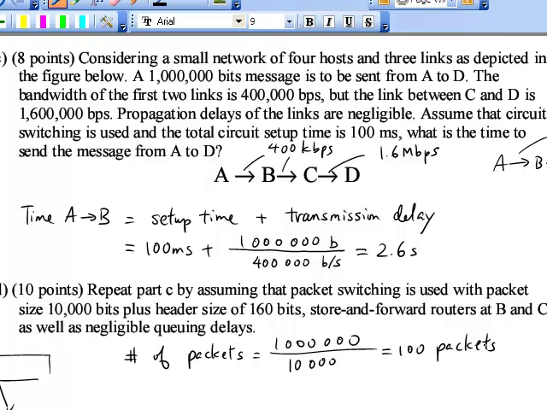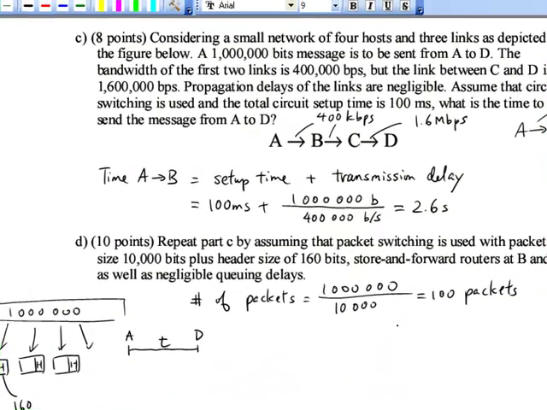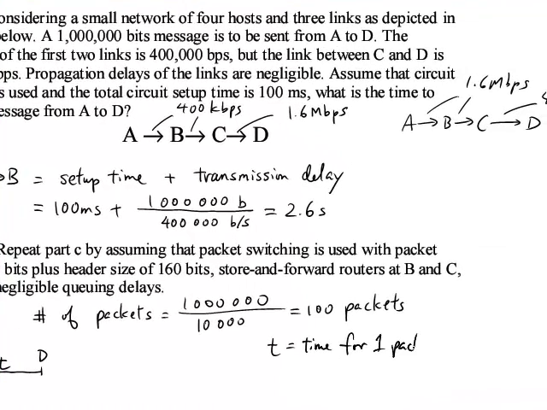Okay, so now let's derive the equations needed to calculate the overall delay. So let's draw a timing diagram. This is the time axis. At time 0, assuming that the first packet is sent, the first packet takes time t seconds to arrive from A to D. We'll figure out what t is, but let's define t as the time for one packet traveling from A to D.